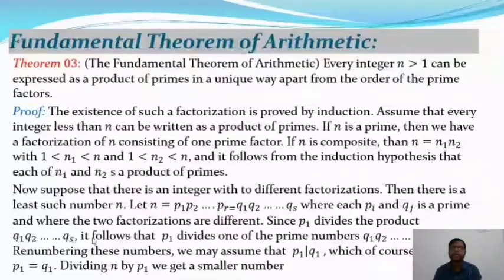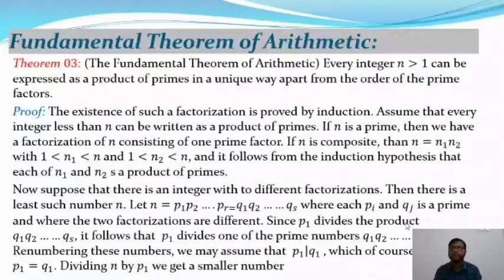Now suppose that there is an integer with two different factorizations. The fundamental theorem says that any integer n greater than 1 can be expressed as a product of primes, and these primes are unique. So suppose there exists an integer with two different factorizations. Then there is a least such number n, where n is equal to p1, p2 up to pr, which is equal to q1, q2 up to qs. There are two different factorizations, but from this we will prove that the factorization is unique, where each pi and qj is a prime and the two factorizations are different.